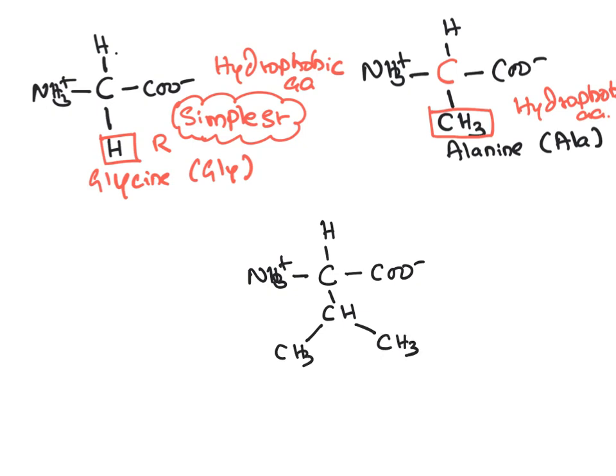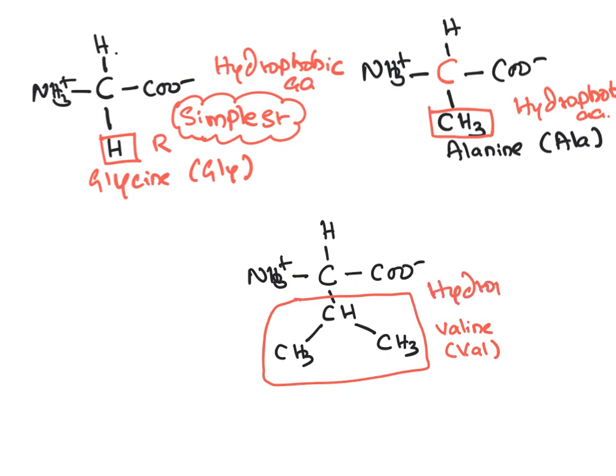So the side chain of valine has a branching here. That is the feature of valine. Valine has the three-letter abbreviation VAL. Since it has methyl groups in the side chain, valine is hydrophobic. Valine is one of the hydrophobic amino acids.